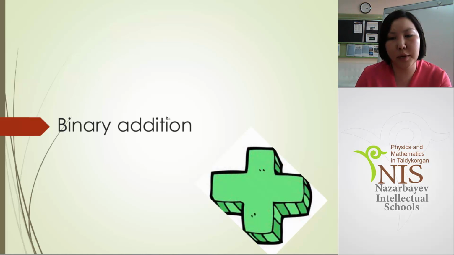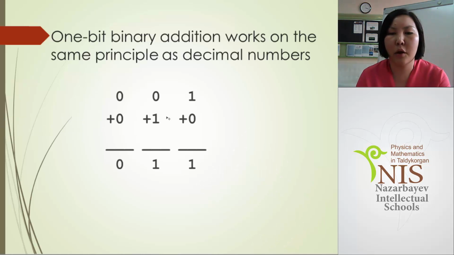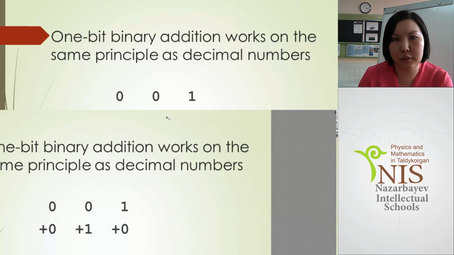Let's look at binary addition. We know how to represent numbers now, and we have to remember how to add numbers in binary that are only ones and zeros. 1-bit binary addition works on the same principle as decimal numbers. 0 plus 0 gives us 0, 0 plus 1 gives us 1, 1 plus 0 gives us 1. It's not so difficult, it's so simple.